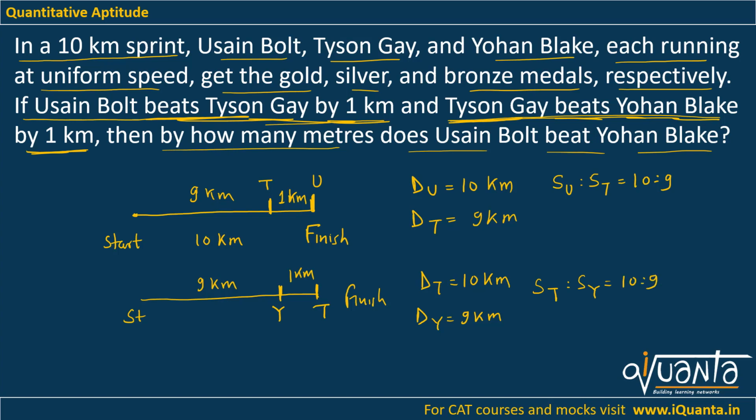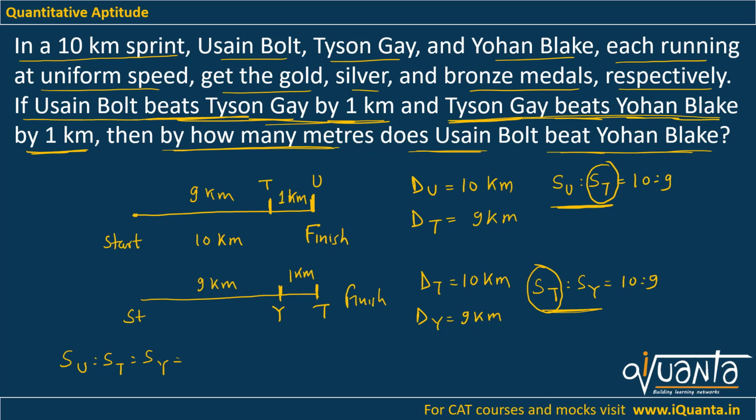We have to find out by how many meters Usain Bolt beats Johan Blake. So for that we need to find out the speed ratio of Usain Bolt and Johan Blake. I hope you know how to connect the ratios. If I am given two ratios like here, SU:ST and ST:SY, how will you find the ratio SU:ST:SY? You have to connect the ratios. How will you connect the ratios? You will choose the common one. Here we have ST common in both the ratios. So we'll equate this in both the ratios.